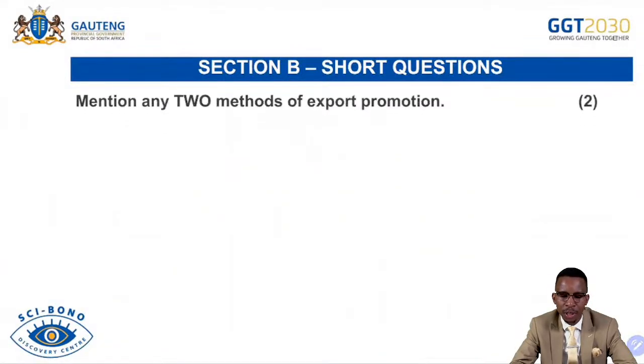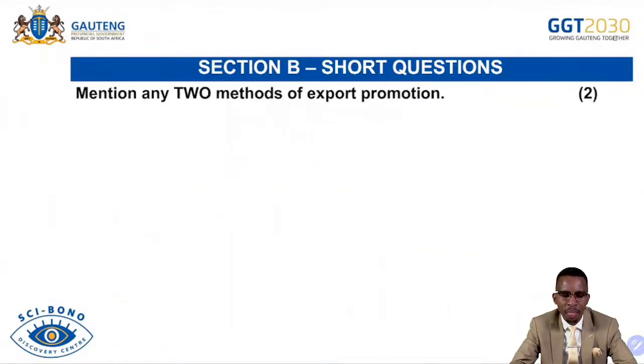So this is Section B, short questions here. This is the lower order where you mention or name. Mention any 2 methods of export promotion. We talk about export subsidies and also incentives.